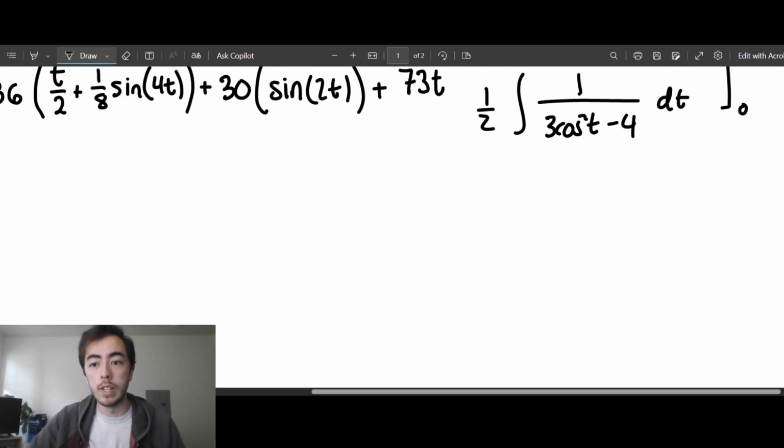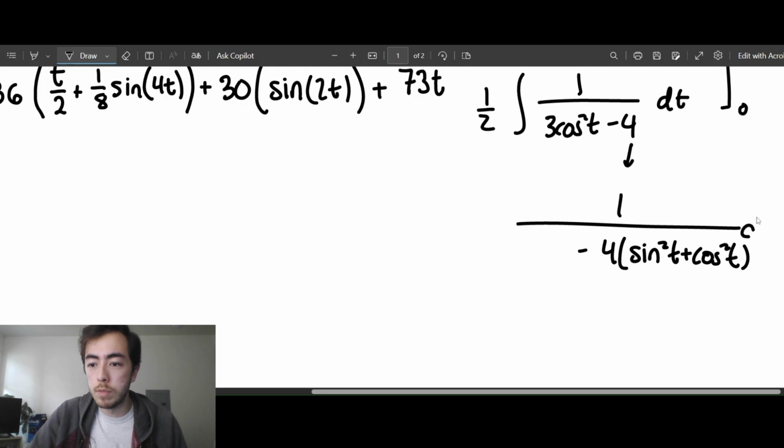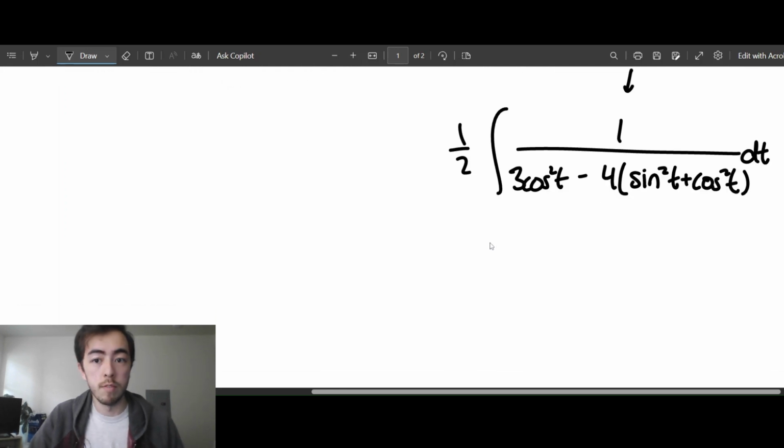Here's where it gets real funky. I'm going to use the Pythagorean identity here, where I'm going to call this 4 times 1. And 1 is the same thing as sine squared plus cosine squared. So I just have the minus 4 still. I just kind of popped in the number 1 for seemingly no reason. I'll keep the 1 up top. I'll keep the 3 cosine squared t over here, and the 1/2 on the outside of my integral.